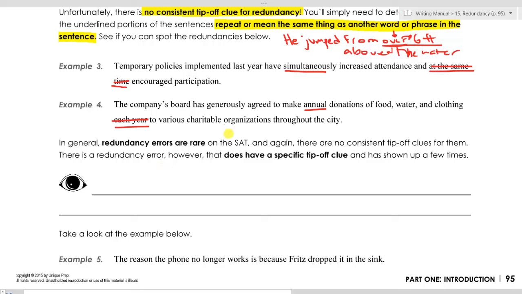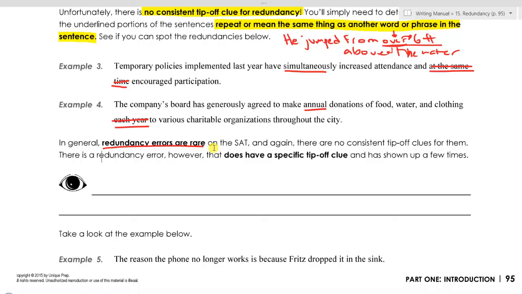One more time, keep in mind redundancy errors are very rare on the SAT. If you are seeing redundancy errors all over the test, you are wrong. They do not show up very often. If you see a redundancy error on a test, it's going to be the only one that you see.